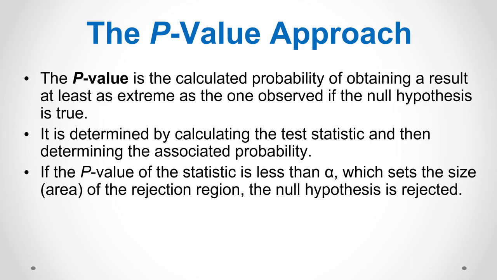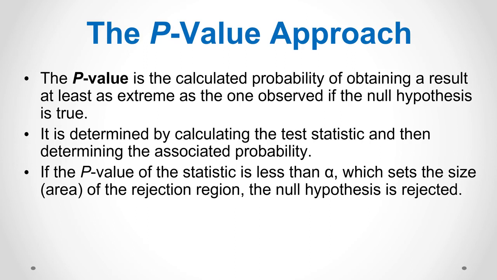The p-value approach is what you will be using when you calculate z-scores. The reason for this is that we can look up actual probabilities in the standard normal table and provide these probabilities when we are reporting the results of our hypothesis test in our conclusions. The p-value is the calculated probability of getting a test statistic at least as extreme as the one observed if the null hypothesis is true. It is determined by calculating the test statistic using the z-score formula and then determining the associated probability.